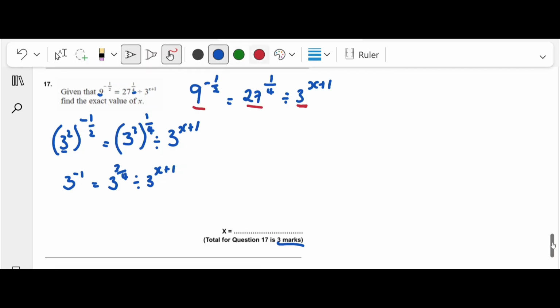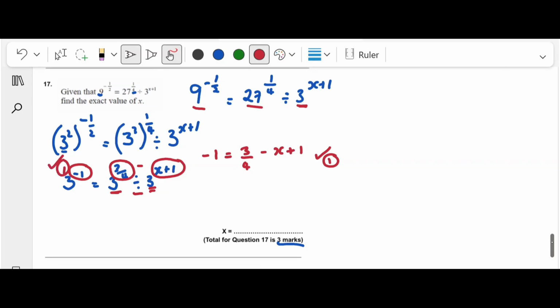So now what I need to do is apply my knowledge of indices. When I'm dividing and the bases are the same, all I need to do is subtract my powers. So what this is telling me is that this is equal to this minus this. If it was times, you'd add them, because both sides are equal. So when I write this as a single base of 3, we know that the answer is negative 1. So once I subtract these two powers, I'm going to get an answer of negative 1. Once I've got the bases the same, I take the bases away and I write an equation. So I'm going to write negative 1 equals 3/4 minus x plus 1. So this would probably be where your second mark would come in for using your laws of indices knowledge. You've got a mark somewhere in here, and then you've got a mark for writing the equation.